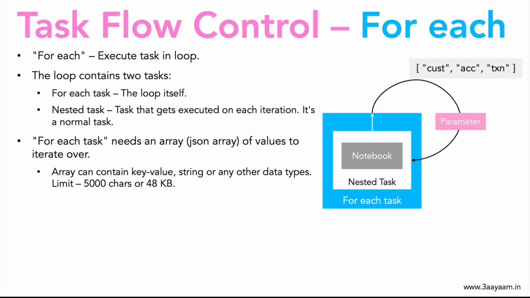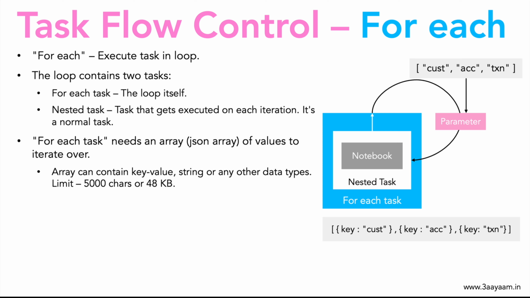So let's say this is the array, and we have customer, account, and transaction. These are the three elements of an array. This array will be defined using the parameter. So this array would be the parameter which will be used by the for each task. It is not for the notebook, it is for the for each task. And depending on the number of elements that we have here, the for each task will perform those many number of iterations. So as you have only 3 elements here, the notebook which is there in the nested task will be executed 3 times. One using the customer value, next time using the account value, and the third time using the transaction value. And you can also pass a key value element, which is basically a dictionary element inside of a list.